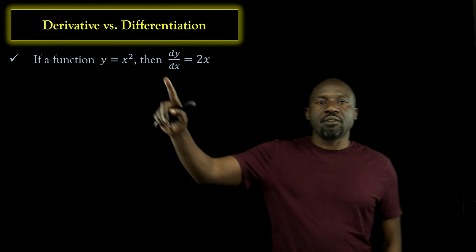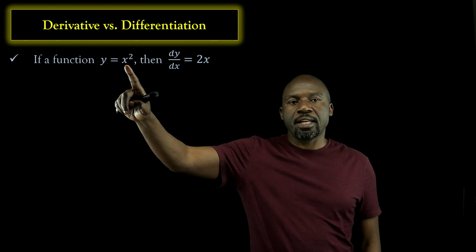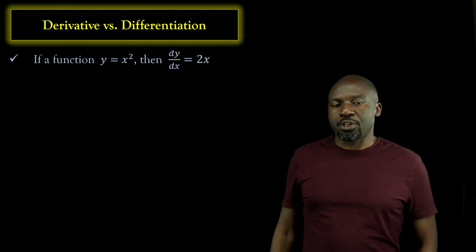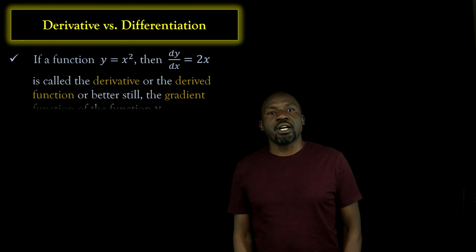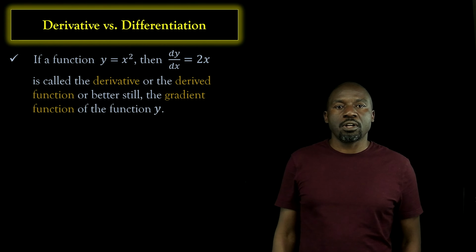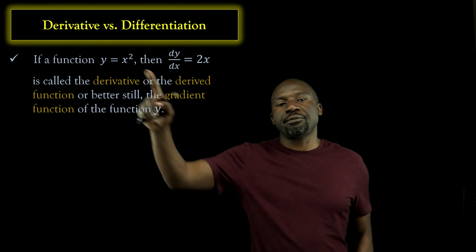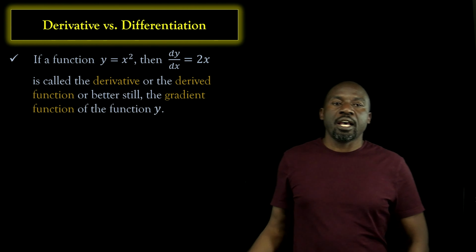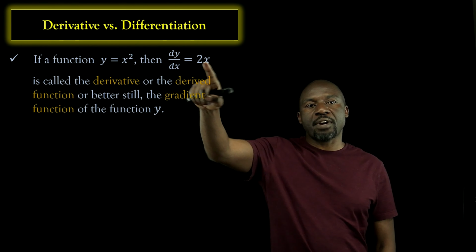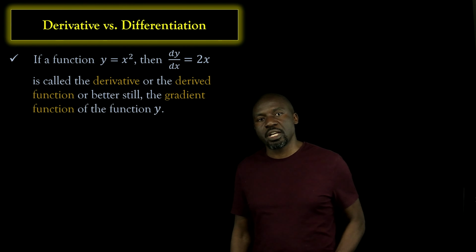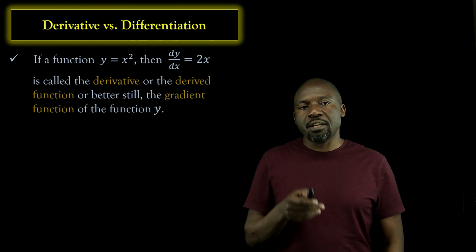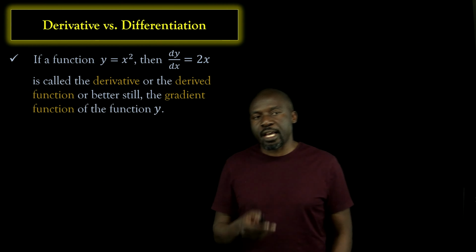So if a function is given as y is x squared, then the result dy by dx, which is equal to 2x, is referred to as the derivative of this function, or also called the derived function of the function y is x squared. And a better term that you may want to use is that this is called the gradient function. And it's called the gradient function because the derivative function is used to determine the gradient at any point on the line, provided we know the x coordinate at that point.